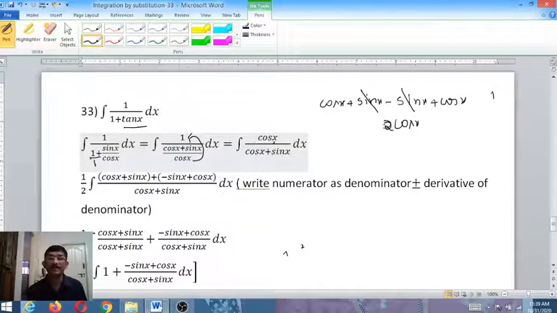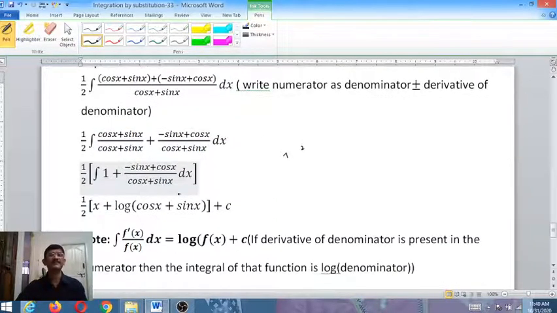But in the problem you have only cos x, right? But if you simplify the expression, you will get 2 cos x. So you write 1 by 2 into this quantity. The 2 of 2 cos x gets cancelled. You have only cos x. In this problem, the numerator is the denominator plus the derivative of the denominator. Sometimes you have to write the minus also to get this. Now divide each term by the denominator, cos x plus sin x by cos x plus sin x plus this by this. The rest is very simple.